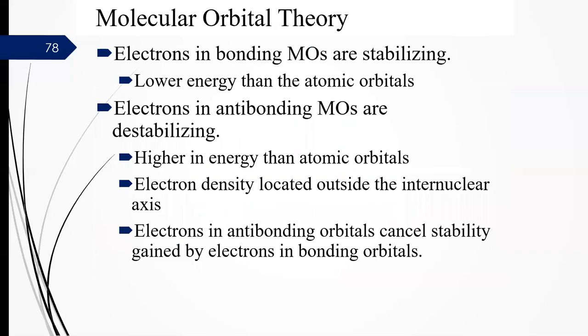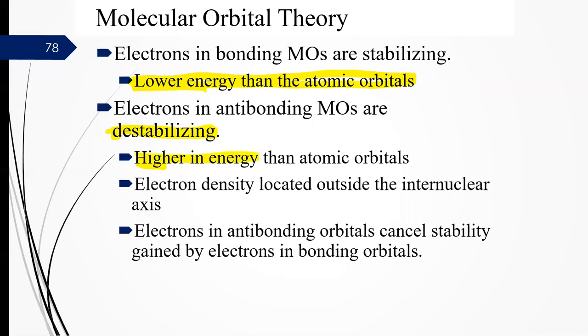So the part to remember is that electrons in bonding orbitals are good. They're stabilizing us. And that's because those bonding orbitals have lower energy. So the more electrons we have in bonding orbitals, the more stable we're going to be. Electrons in antibonding orbitals are destabilizing, because they have higher energies.